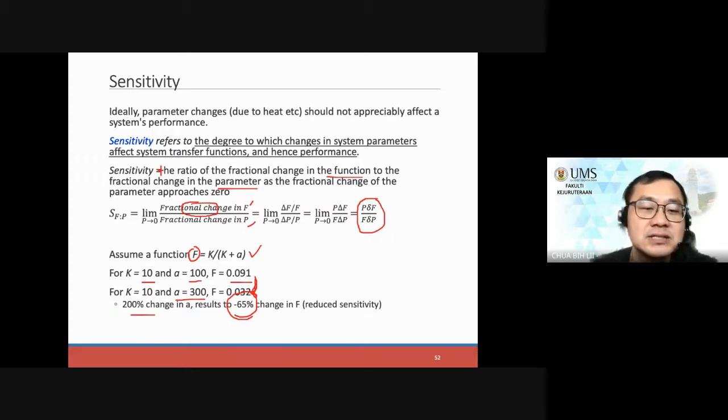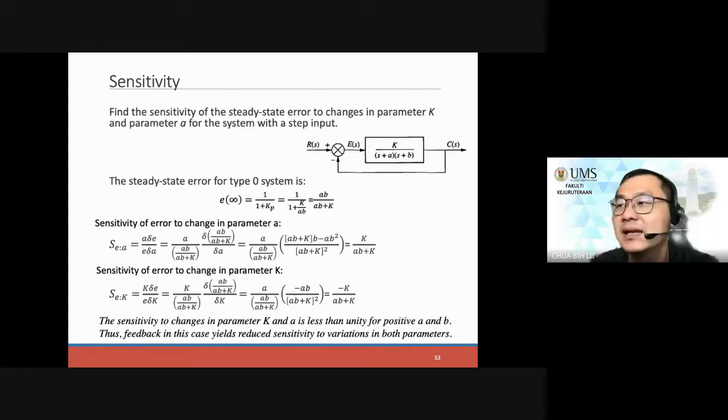So this is how we so-called measure the sensitivity, and we realize that when this one further increases, this one further decreases. Therefore they have a reduced sensitivity, a reducing type of sensitivity, not an increasing type of sensitivity. So this is how we can measure the sensitivity depending on certain parameters.